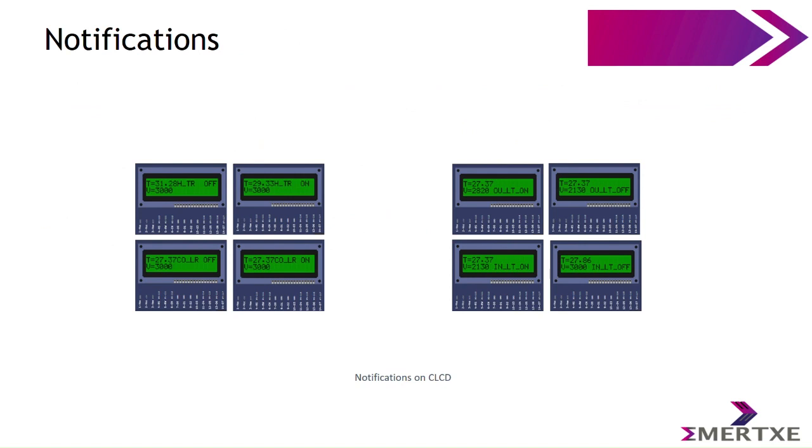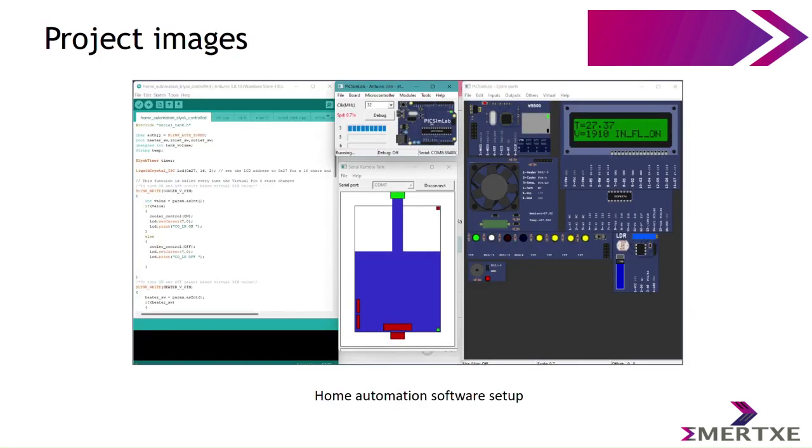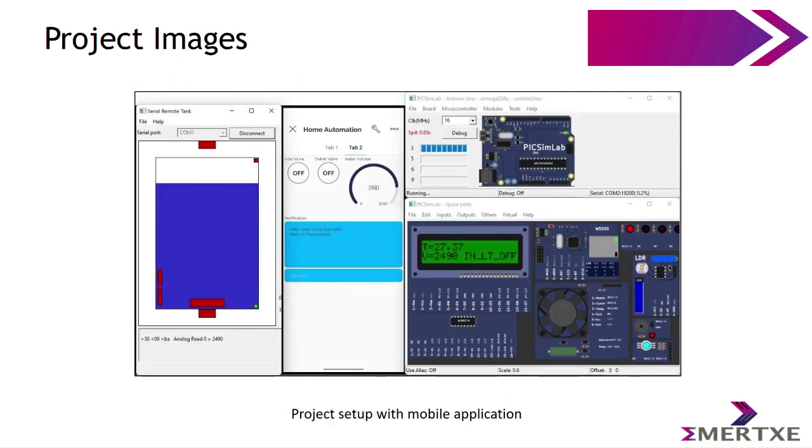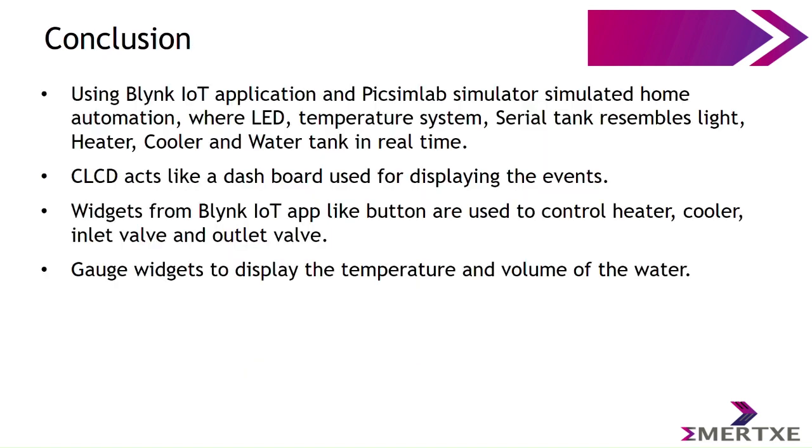These are the notifications that we receive on the CLCD, and these are the notifications which we receive on the terminal of the Blink IoT app. And these are the project images. In this image we have the Blink IoT application and the serial remote tank.